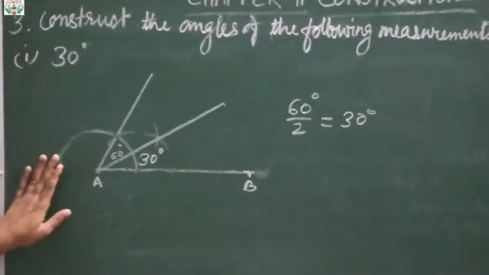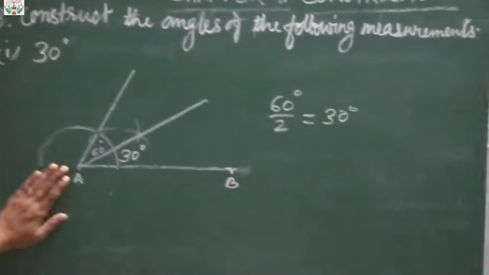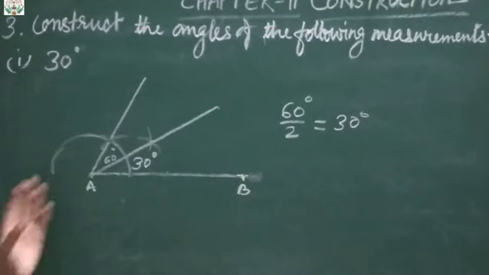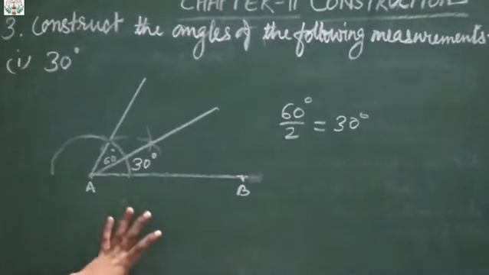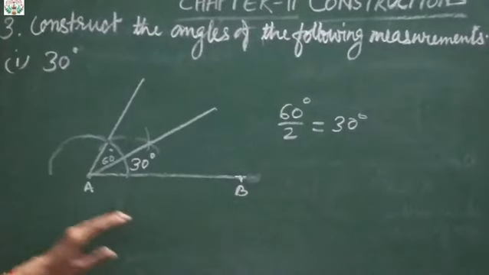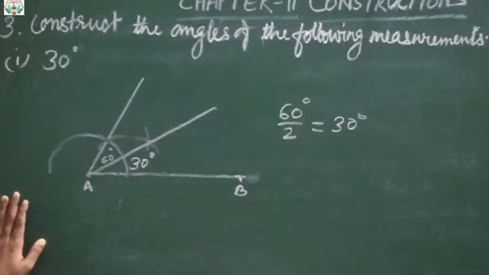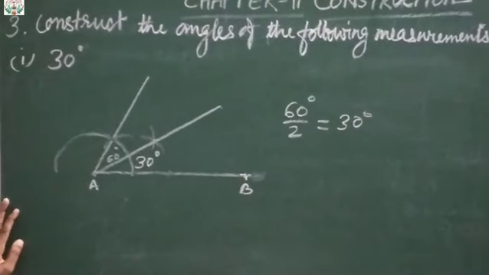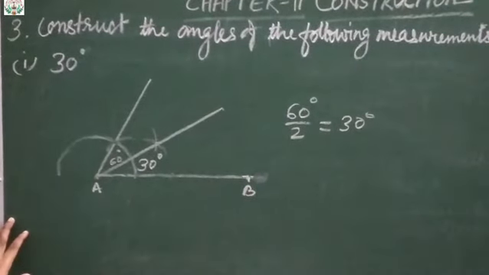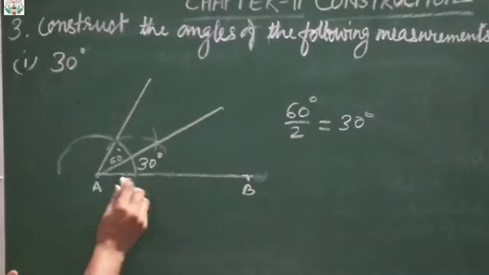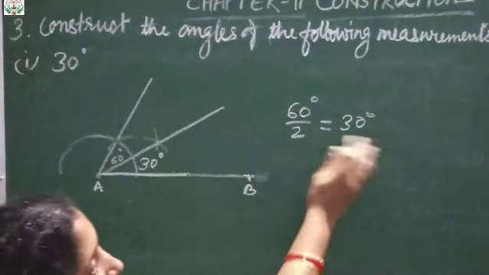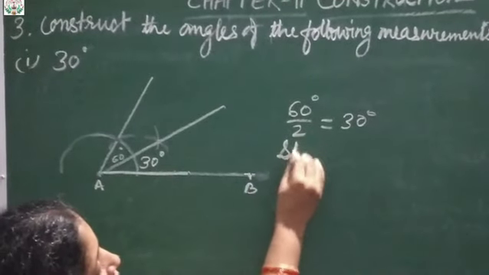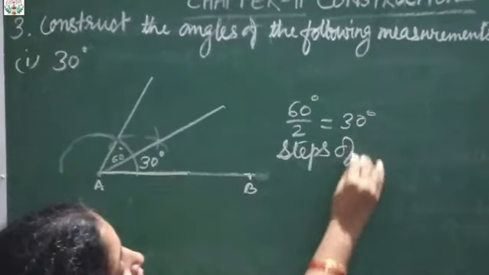Clear? Understood? So this much only you are supposed to do, because what is given? Construct the angles of the following measurements. You are not going to write anything for this. No steps of construction and not even justification. Just only construct the angles. Clear? Now, how you have made that, you may write the steps of construction here.